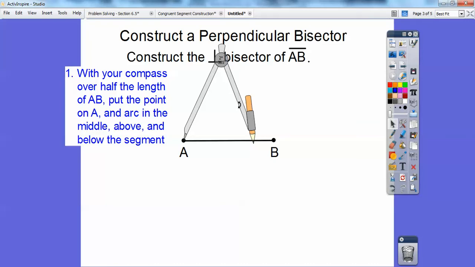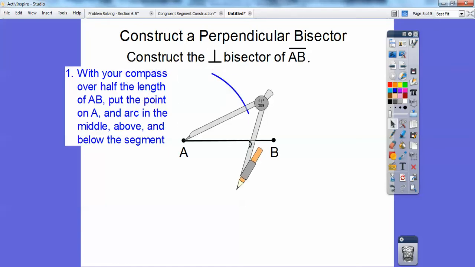And then we're going to arc on top and on bottom. And on my arc, just make sure it's going over what you would think the midpoint of this is, where the middle is. So as long as it goes over. And then we got to do it on the bottom also, and whatever the compass opening is, you can't change it. It has to be the same size on top and on bottom. So I'm going to go ahead and do that over there.